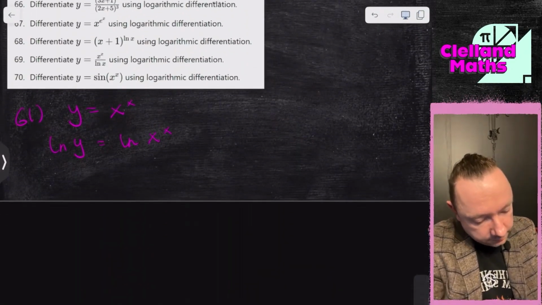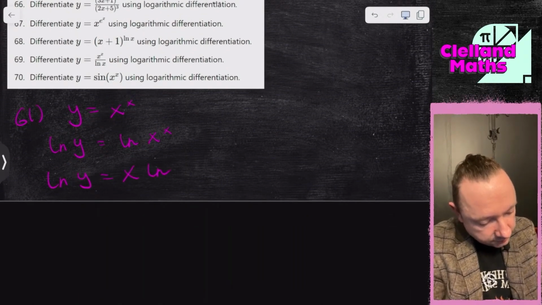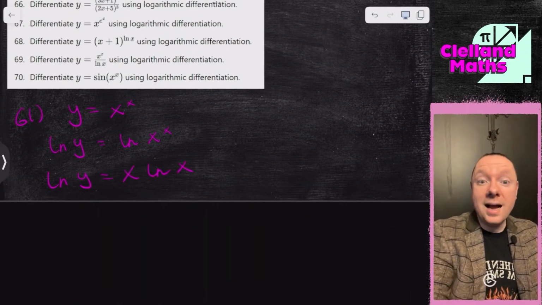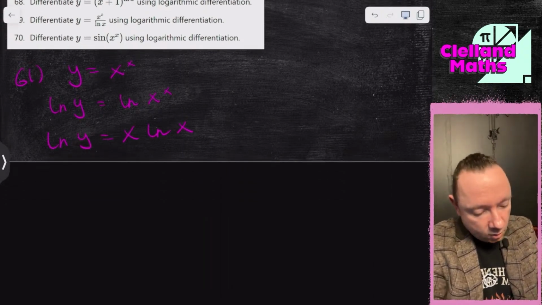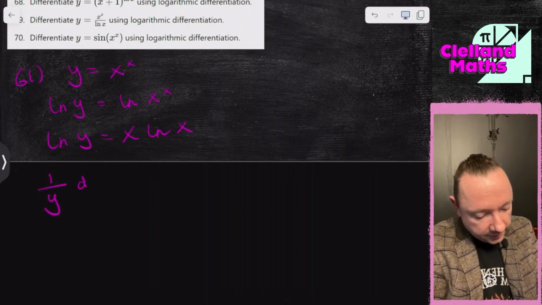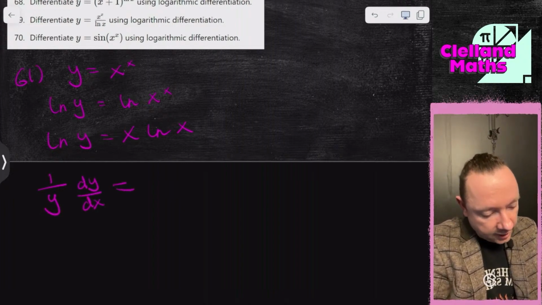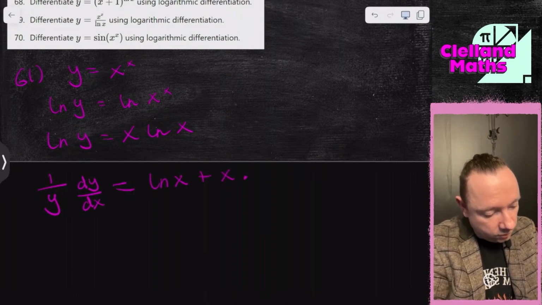So log y equals x log x, because of the rules of logs from higher maths. But now we can differentiate implicitly both sides. Log y becomes 1 over y dy by dx. And then the other side is a product rule: v times u dash, that's just log x, plus u times v dash, which is 1 over x.